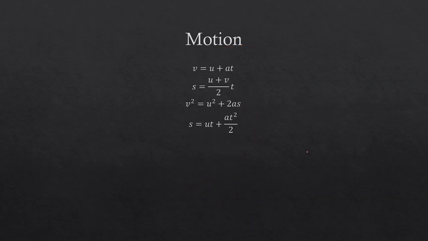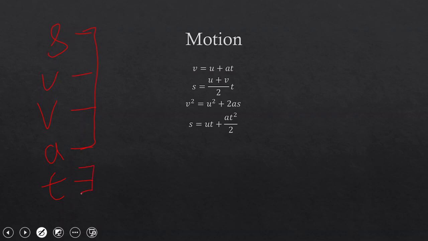These are some further motion equations which are not necessary for us in IGCSE, but these can be helpful. I like to call these the SUVAT equations, where s is displacement, u is initial velocity, v is final velocity, a is acceleration, and t is time. And if you notice, the first four are vector quantities, and time is a scalar quantity. All right, this will come in handy next year in A levels.